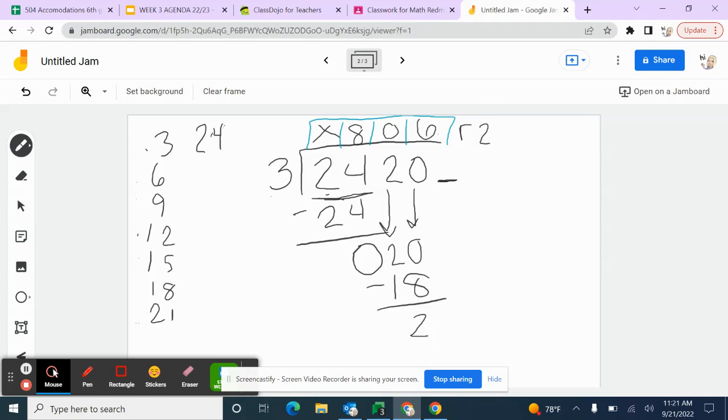So our answer to this problem of 2,420 divided by 3 is 806, remainder 2. You'll find problems like that on your paper also.